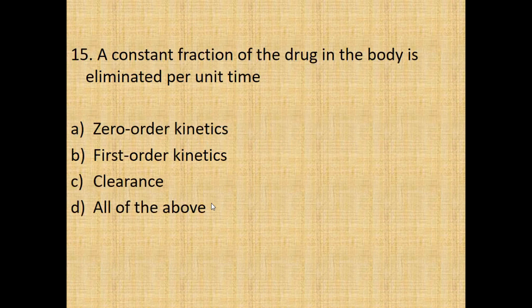Next, a constant fraction of the drug is eliminated from the body per unit time. This is the kinetics of elimination. We have three types of kinetics of elimination: zero order, first order, and mixed order. In zero order, at the end the drug will become zero in the body. But in first order, some minute amount will still be present in the body. That's called first order kinetics. In zero order, nothing will be left, everything will be eliminated.